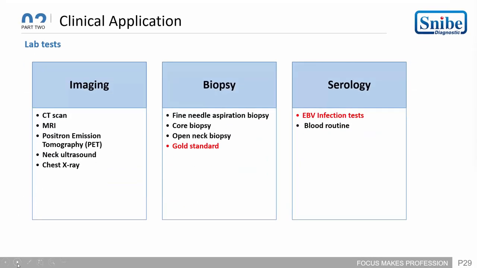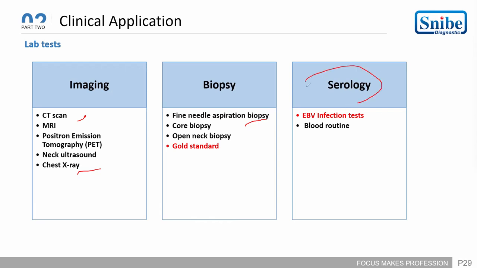If we talk about lab tests, imaging, biopsy, and serology to rule out this disease, we have imaging systems: MRI, CT scan, positron emission tomography (PET), neck ultrasound, and chest X-ray may help to diagnose this disease, along with fine needle aspiration, core biopsy, and open neck biopsy, which are the gold standard for lab testing.